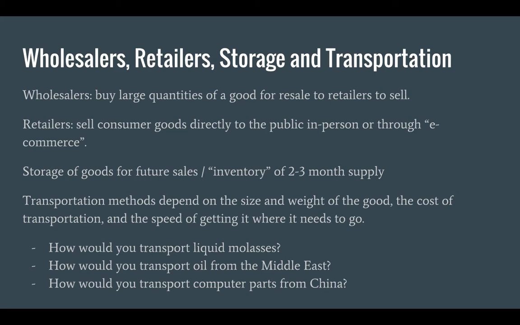Okay. Thinking about transportation methods, those are going to depend based on the size and weight of the good, the cost of transportation, and the speed of getting it where it needs to go. So thinking about how would you transport liquid molasses, for example, probably not in an airplane, right? That tends to be by train. How would you transport oil from the Middle East? Right, you have geographic considerations, you have to think about the size and weight of the good, the cost of the transportation, etc. And then thinking about how would you transport computer parts from China, for example.